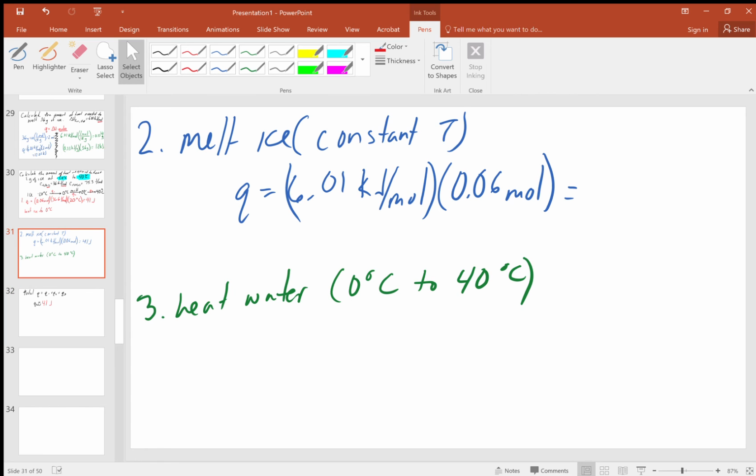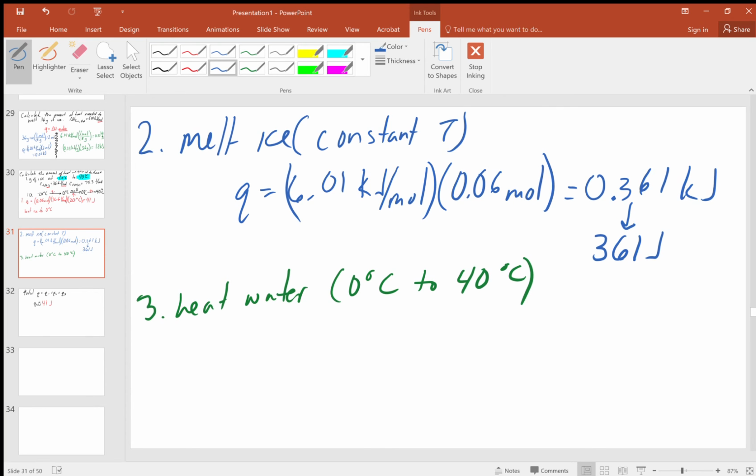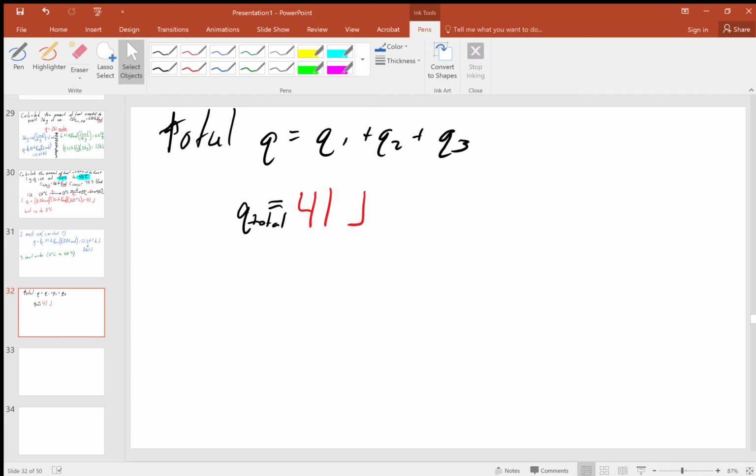The second one, when we multiply it correctly, gives us 0.361 kilojoules. But knowing that the first one we did is already in joules, if we want to add these together, they're all going to have to be in the same unit. So we can multiply that, we get 361 joules. So that's our Q2.